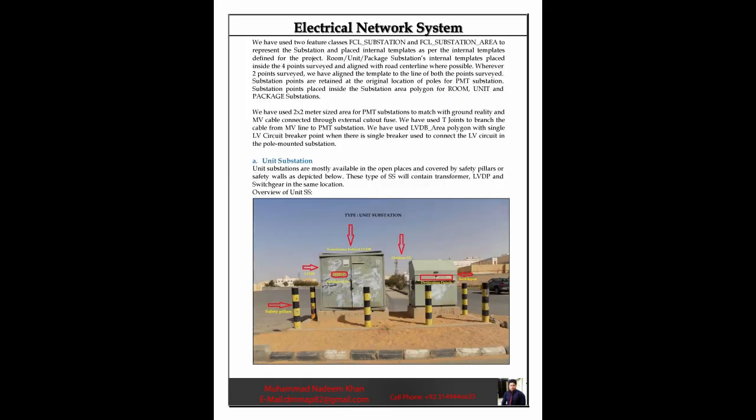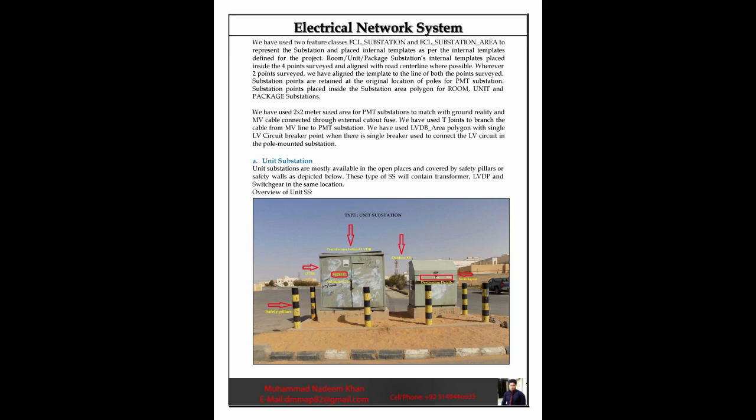We have used two feature classes, FCL_substation and FCL_substation_area, to represent the substation and placed internal templates as per the internal templates defined for the project. Room, unit, package substations internal templates are placed inside the 4 points surveyed and aligned with road centerline where possible. Wherever 2 points were surveyed, we have aligned the template to the line of both the points surveyed. Substation points are retained at the original location of poles for PMT substation. Substation points are placed inside the substation area polygon for room, unit and package substations.